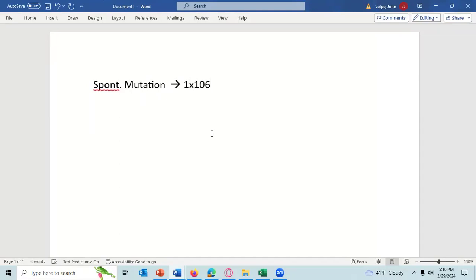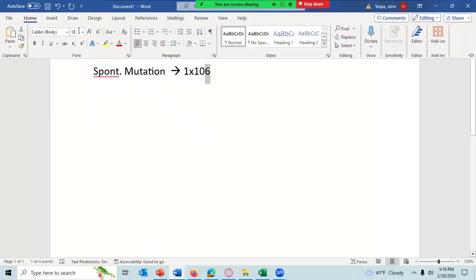1 time in 10 to the 6 cells or genes. We'll just say cells for this, making it easy.